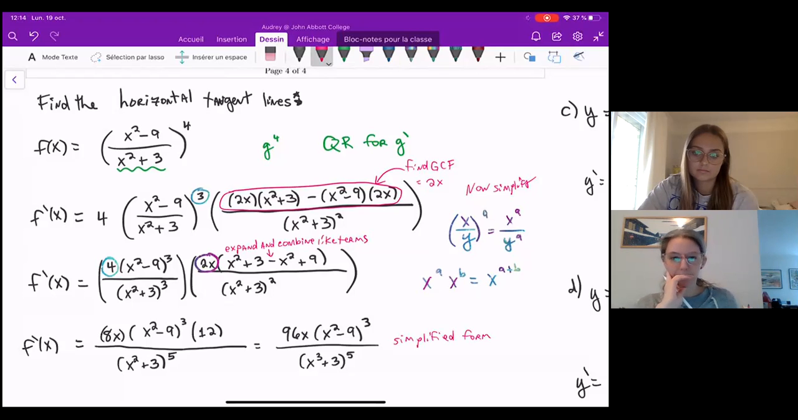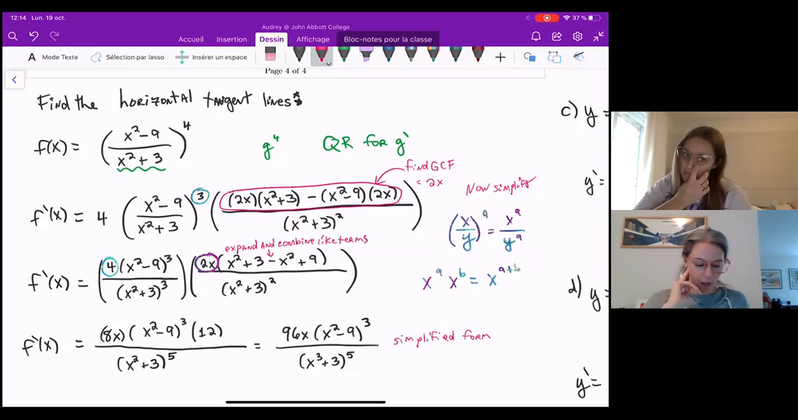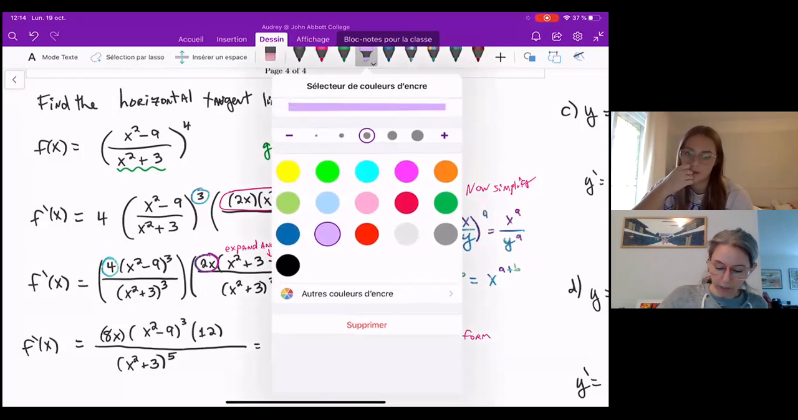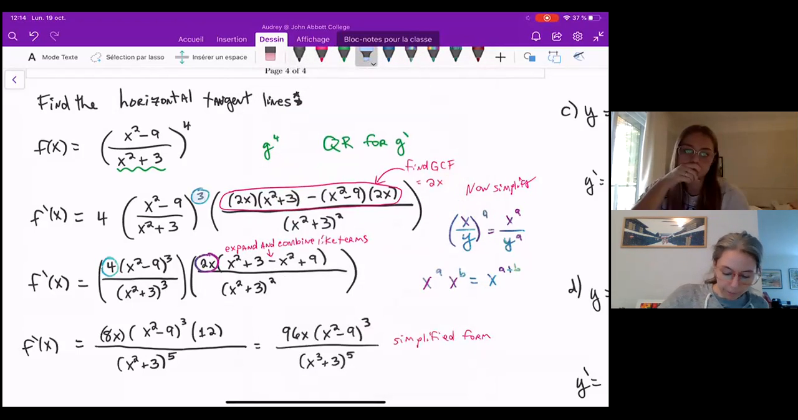Awesome. Great. How did you get again the divided by (x squared plus 3) cubed? I took this 3 right here, so I'm going to highlight it in blue for us. This 3 right here. Yeah. And I applied this rule over here, which tells me that. Okay. Yeah. I see. Okay.